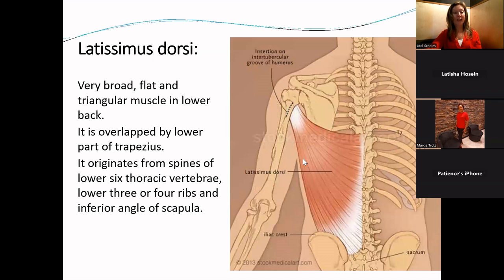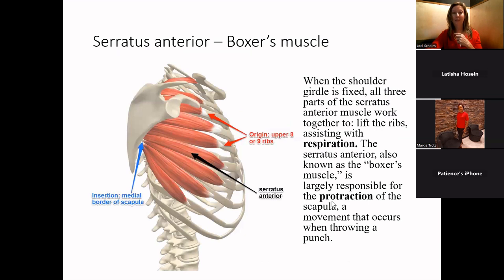Home stretch, we've talked about the lat. We'll see it again. It inserts also along that iliac crest, but we're focused on the upper body today. As we move into that pelvis, that's the lower body. One other muscle we've mentioned a couple of times, that's serratus anterior. This is also known as the boxer's muscle because when we throw a punch, that serratus anterior is moving that scapula forward. It's also called protraction of the scapula.